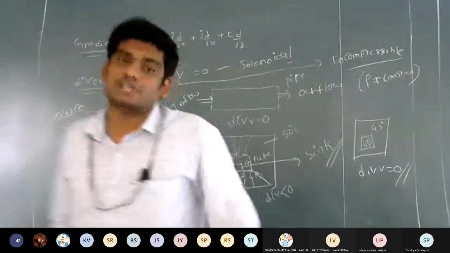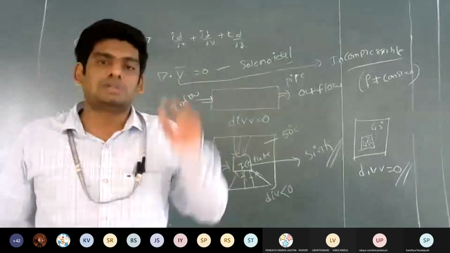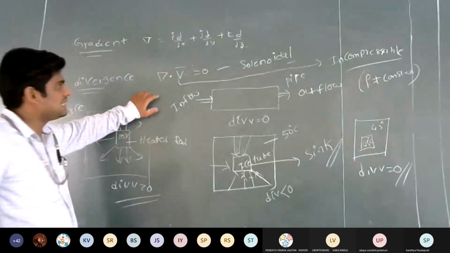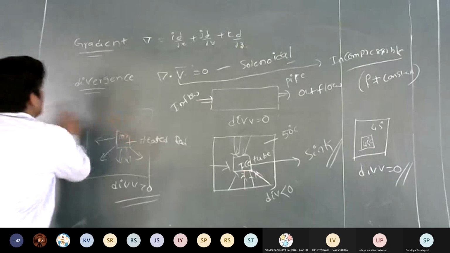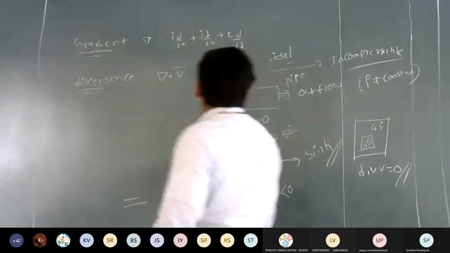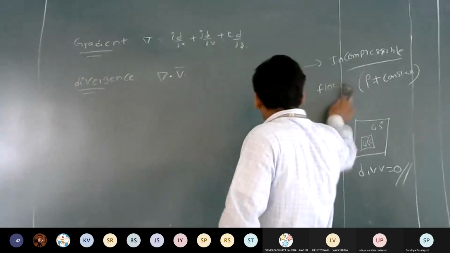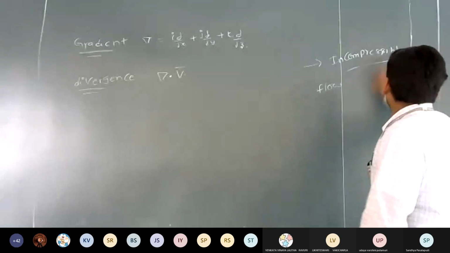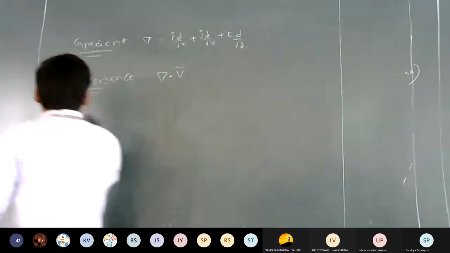If rho is equal to constant, the fluid is incompressible, and then the divergence of the velocity vector is equal to 0. So this is the physical meaning of the divergence. Similarly, curl. And the next one: divergence of a vector, is it a scalar or a vector? Divergence of any vector is scalar. Scalar, right?